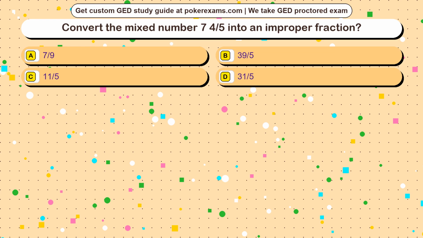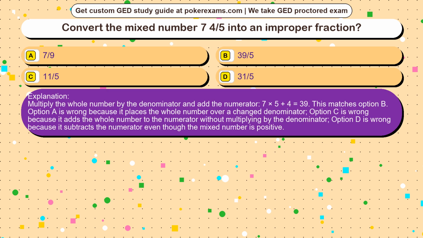The correct answer is option B. Multiply the whole number by the denominator and add the numerator. 7 times 5 plus 4 equals 39. This matches option B. Option A is wrong because it places the whole number over a changed denominator. Option C is wrong because it adds the whole number to the numerator without multiplying by the denominator. Option D is wrong because it subtracts the numerator even though the mixed number is positive.